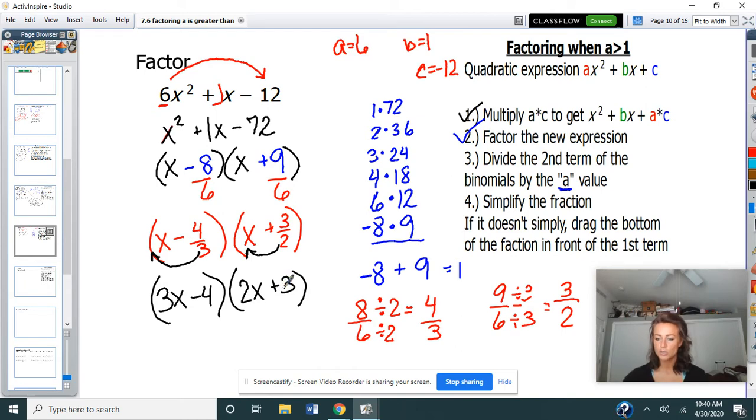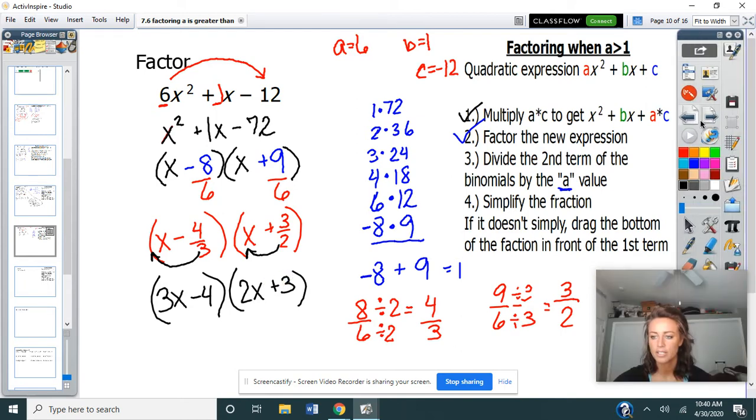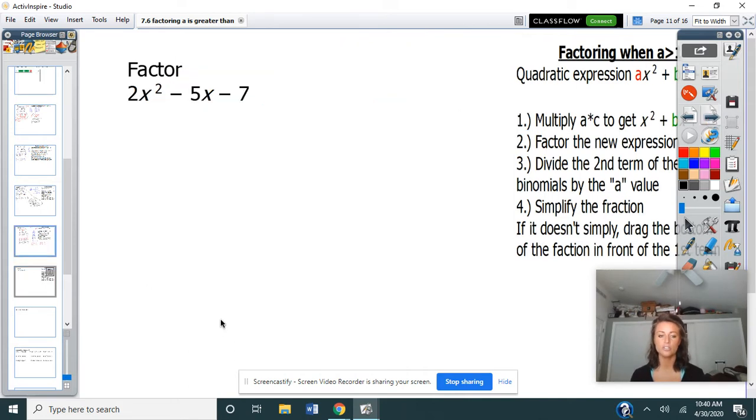Yep, so let's go to the next one. Computer's going slow. If you did want to check your answer, you would distribute out. And we're going to make this our last one. Let's move this over so we can see.